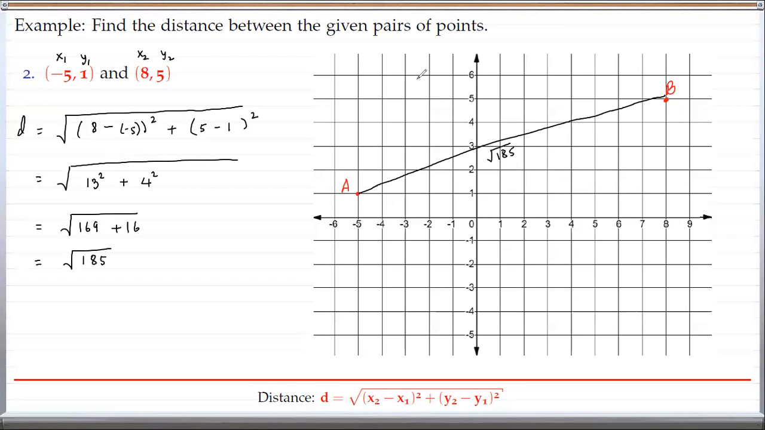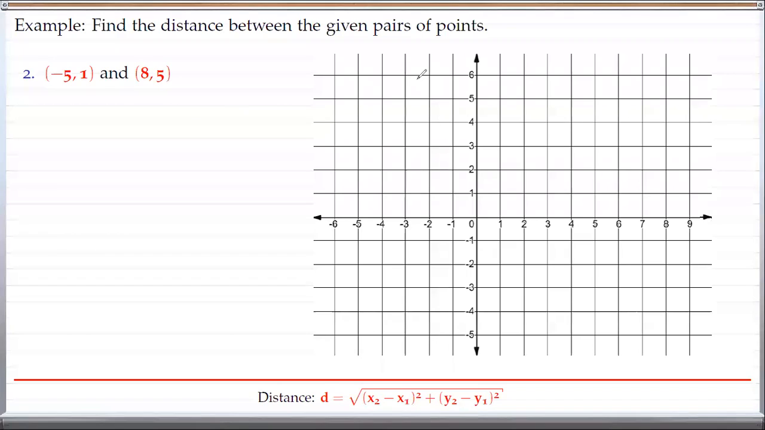Now let's look at the next example. We want to find the distance between -2,1 and -8,-5. -2,1 is this point right here. Let's call that A. -8,-5 would be a point somewhere over here. Let's call that B. So we are trying to find the distance between these 2 points.